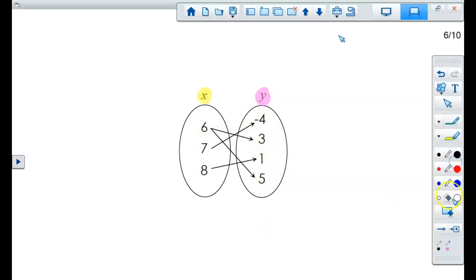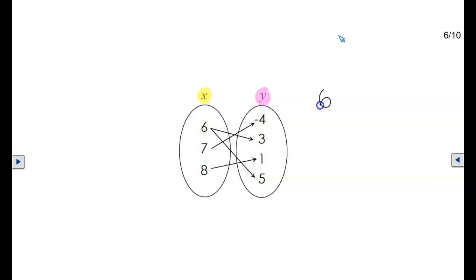And so notice how this thing shows you the connections. It shows you the connections with the arrows. So you have an x value of 6 that is connecting to a 3 and also connecting to a 5. Your x value of 7 only connects with one y value, and that's negative 4. And your particular x value of 8 only connects with one y value, which is 1.